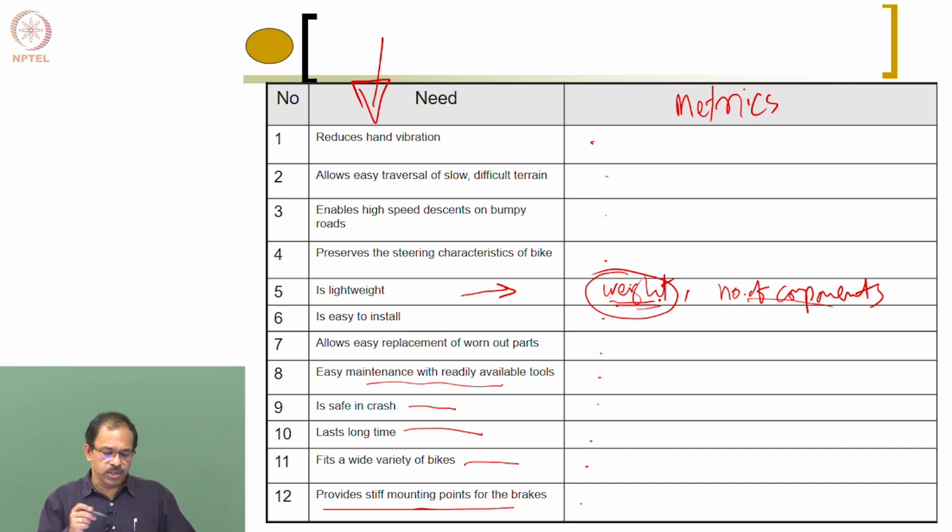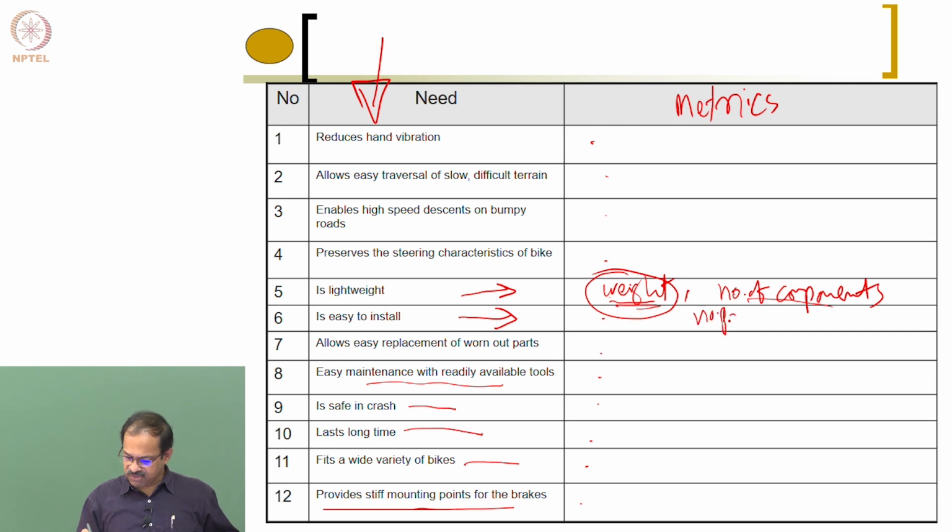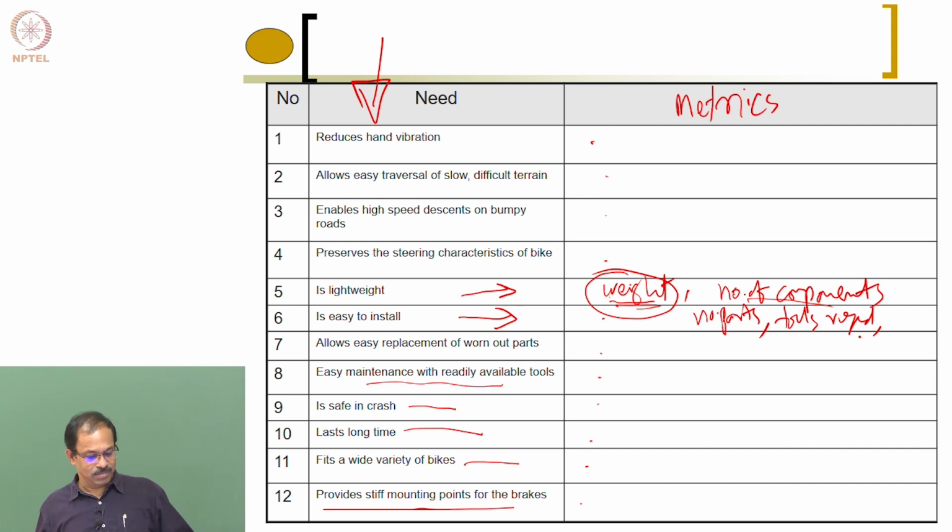Right. Easy to install. What metrics can be used? Number of components, number of parts, I will say. Tools required. I say special tools required. Yes, okay, whatever it is, you say tools required. What else? Method cannot be quantified, right? You should say whether it can be quantified or not. You cannot say method, because then you should say what is the quantification of methods. So that's why it cannot be used.